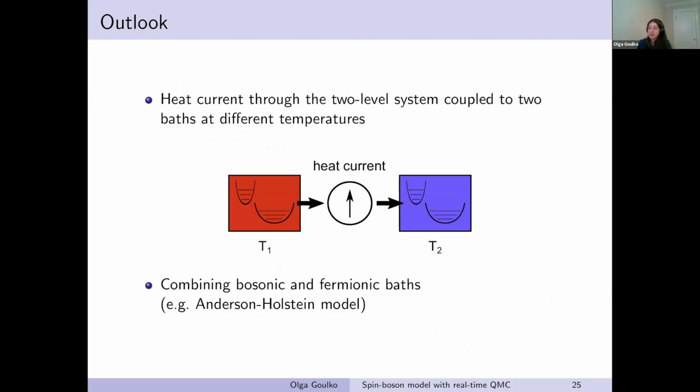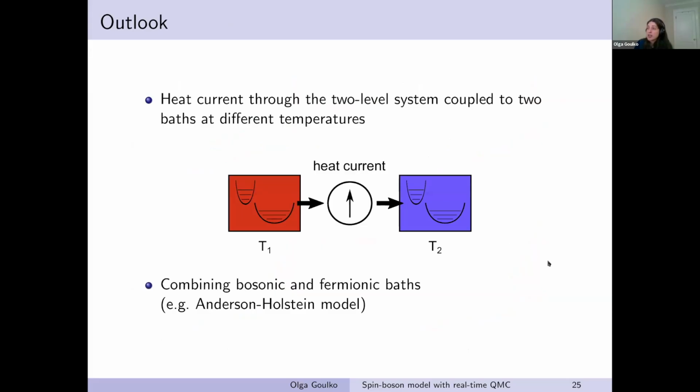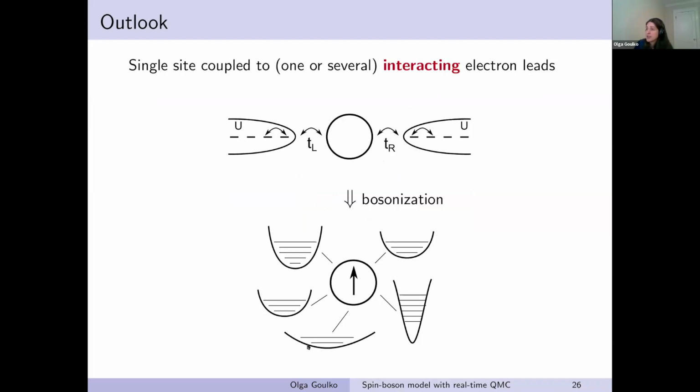A couple of other interesting things to look at in the future, apart from examining more closely the role temperature plays in the dynamics, is that we can generalize our model, for instance, by introducing two baths at different temperatures and looking at the current through the system. We can even include some fermionic baths. We're interested in the Anderson-Holstein model if we want to study these features of the system.